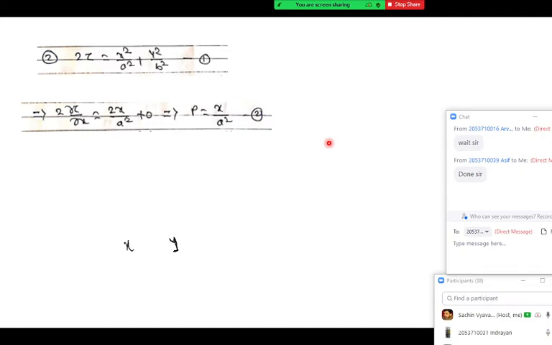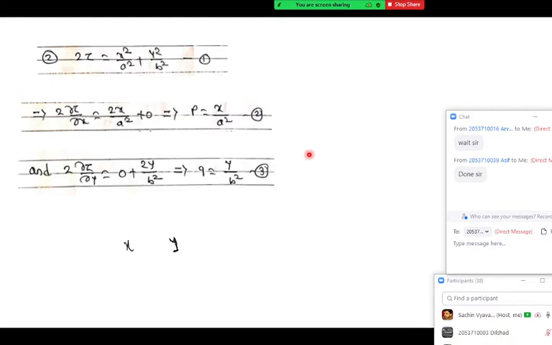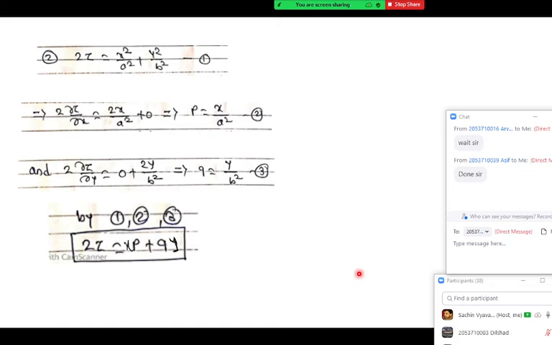Correct. So when we differentiate partially with y, we get a new equation, q is equal to y upon b square. Now we have equations 1, 2 and 3 and our aim is to eliminate a and b. So what will be the answer? 2z is equal to xp plus yq. Very good. Because when you replace x upon a square by p here, x is already there. So xp plus yq, the final answer will be like this: 2z equal to xp plus yq.